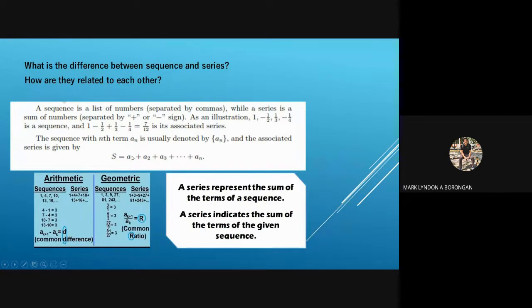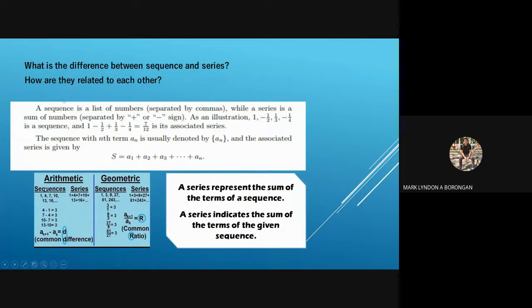And there are two types of sequences and series. This could be arithmetic and geometric. Sa arithmetic, we will have a common difference. Well, sa geometric, we will have a common ratio. So sa common difference, arithmetic meaning ga-add ta. So it's basically adding lang.